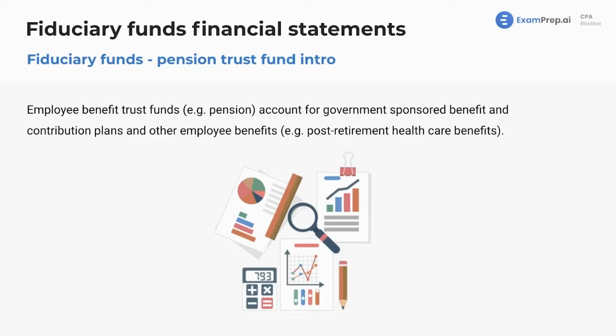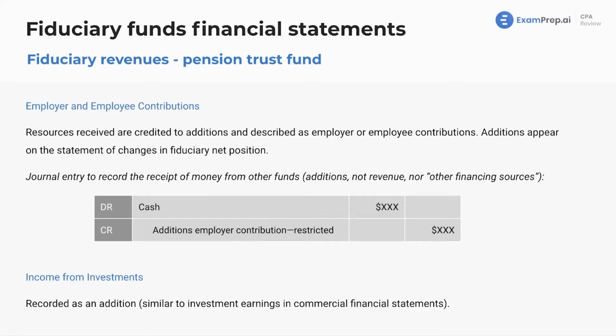Who knows? I don't know. I don't get a pension, so I don't really know. I know how to account for pensions, but I don't know anything about receiving them.